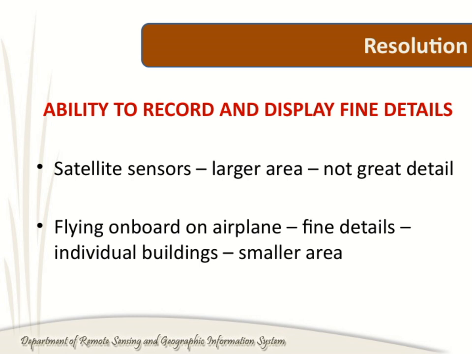So the key takeaway here is that the choice of sensor depends on the resolution required for the task. Satellites give us a wide view but less detail, while aircraft-based imaging provides much finer, more detailed images of smaller areas. This balance between area coverage and detail is a crucial aspect of remote sensing technology.